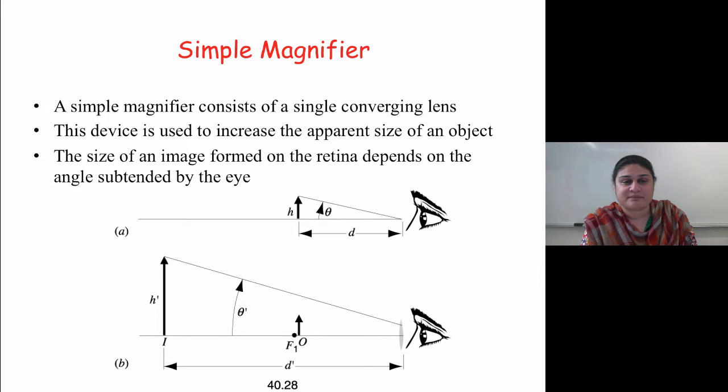Optical instruments. Let's start talking about a simple magnifier. A simple magnifier consists of a single converging lens. This device is used to increase the apparent size of an object. The size of an image formed on the retina depends on the angle subtended by the eye.